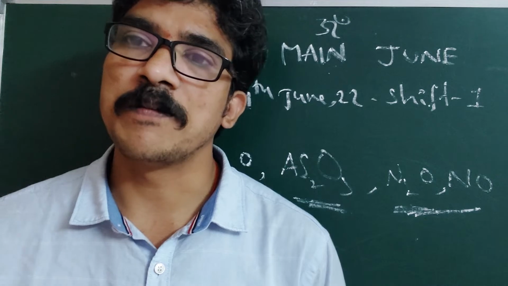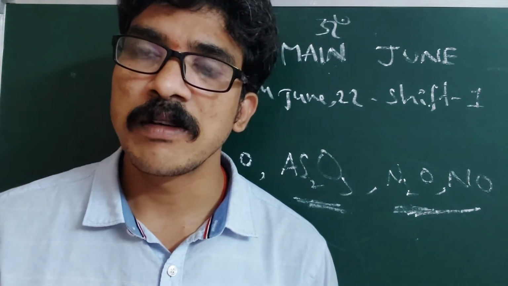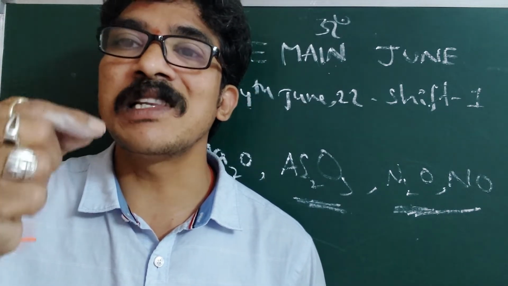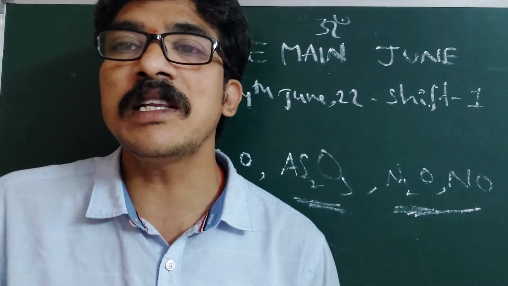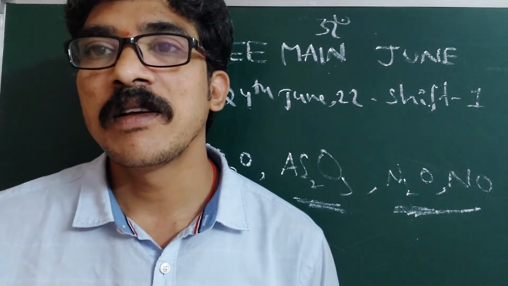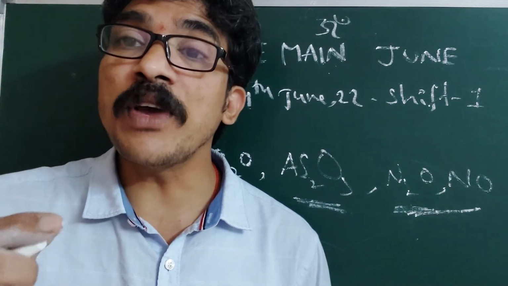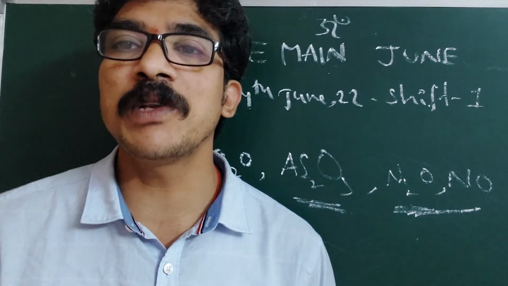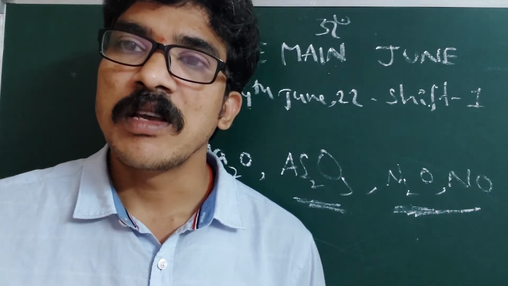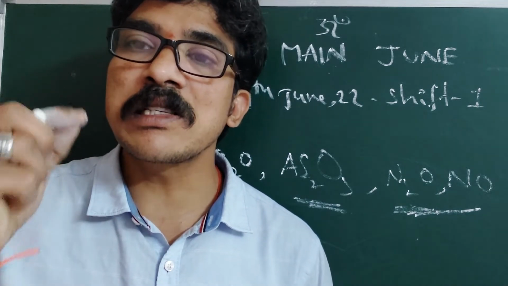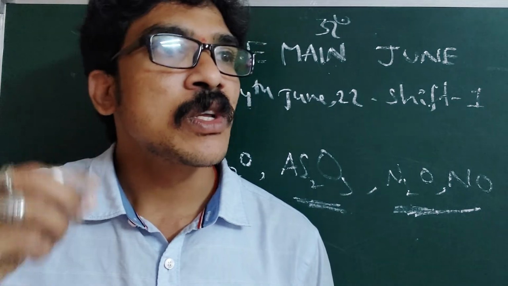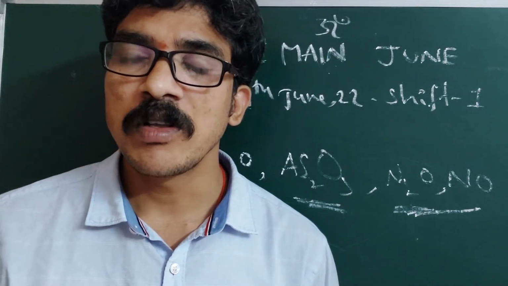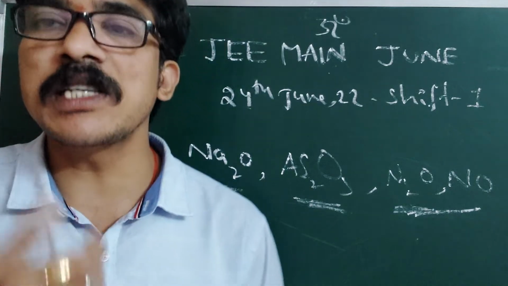In the carbon family, there are carbon, silicon, germanium, tin, lead. Germanium is a metalloid. In the nitrogen family, there are nitrogen, phosphorus, arsenic, antimony. Arsenic and antimony are the metalloids. In the oxygen family, there are oxygen, sulfur, selenium, tellurium. Tellurium is a metalloid. So metalloid oxides are amphoteric.